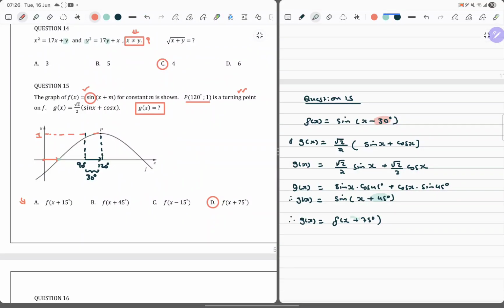So in this case, this is to say we take this value and we substitute for the value of x over there. So this becomes x plus 75 minus 30, which lands us at x plus 45 degrees.